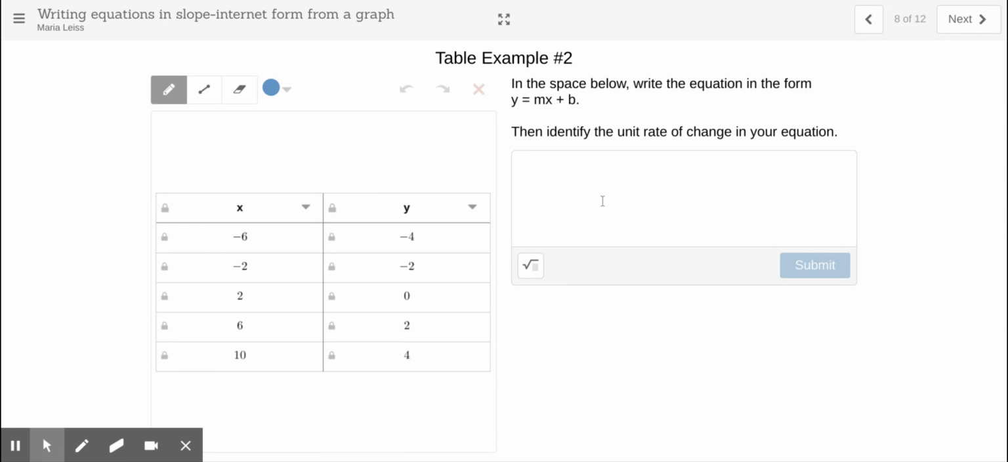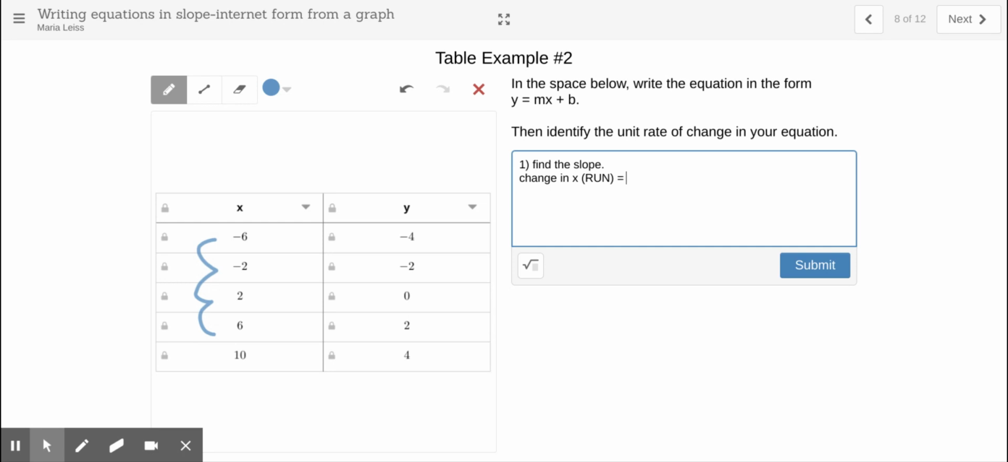Same idea. First, find the slope. So your change in x, if I go -6 to -2, -2 to +2, 2 to 6, 6 to 10, yep, it's plus 4. Our change in y, and that's my rise: -4 to -2, -2 to 0, 0 to 2, 2 to 4. Yep, it's plus 2.